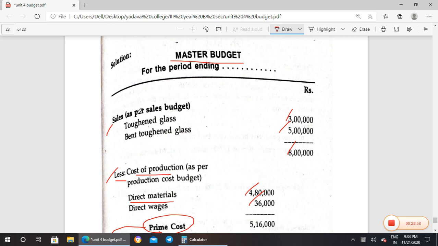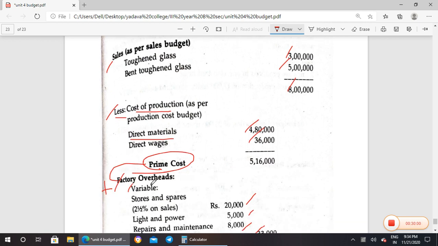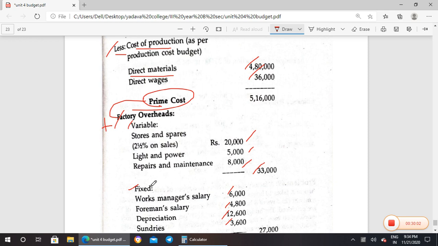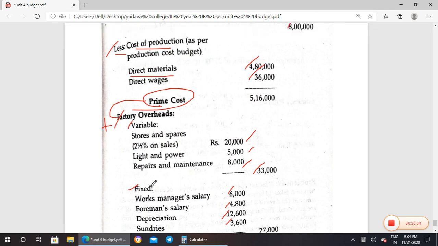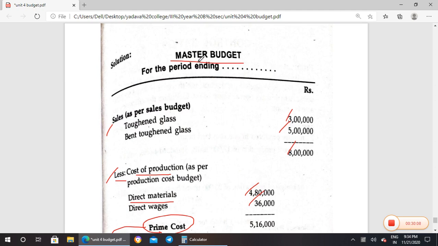So far we have prepared sales separately, then prime cost separately, factory overheads separately. All together, putting together in one sheet is called the master budget.